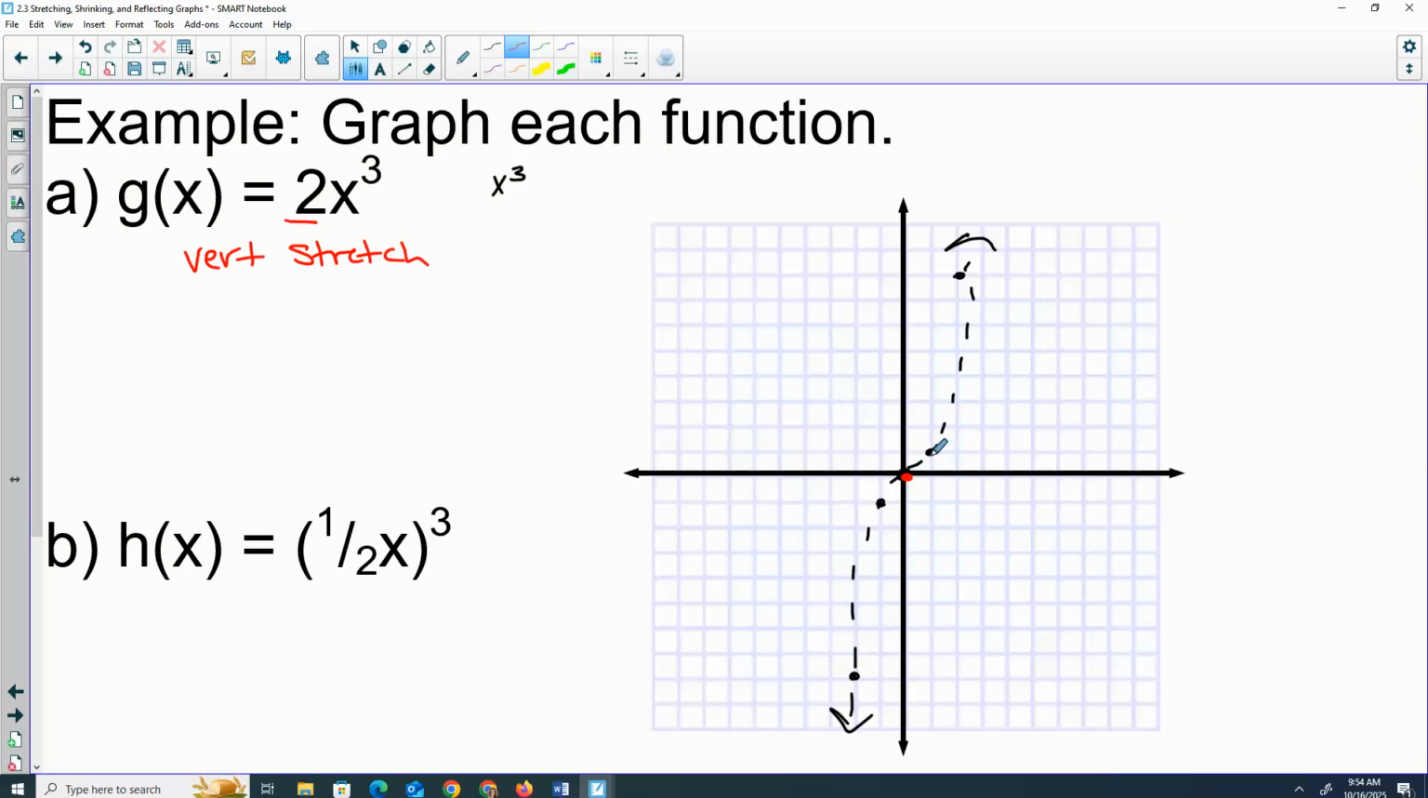Here my y value is 1. 1 times 2 takes it to a y value of 2. Here the y is negative 1. Negative 1 times 2, negative 2. You could do these, but what's going to happen? If I take, here my y value is negative 8 times 2 is going to be negative 16. That's off my graph. So we get something like this.